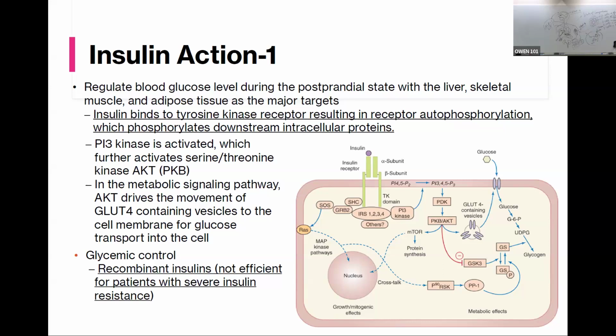Now, when glucose gets into the cell, in this example in liver and also in muscle, it can be used in two different ways. One is to produce ATP, but the second is to produce glycogen as a storage. And this AKT is also very important because it regulates the activation of glycogen synthase, because glycogen synthase is the enzyme that makes glycogen.